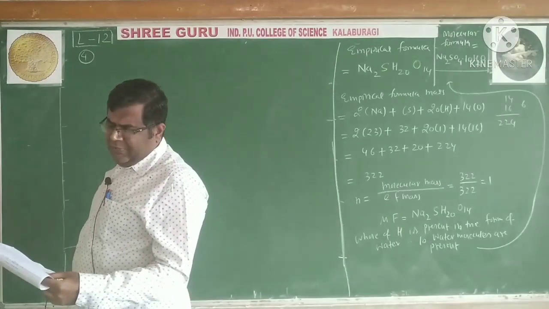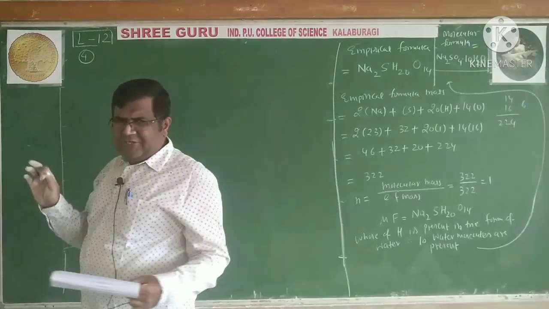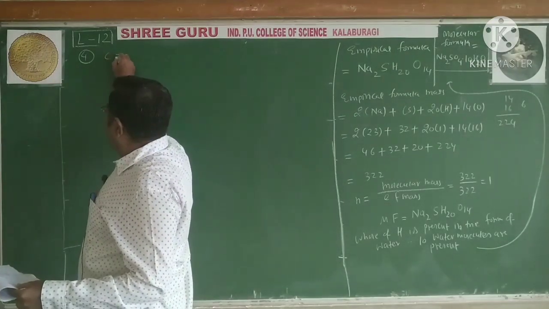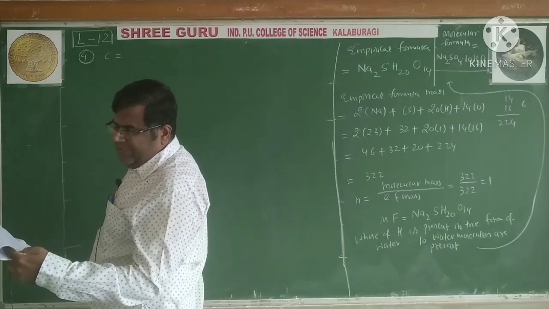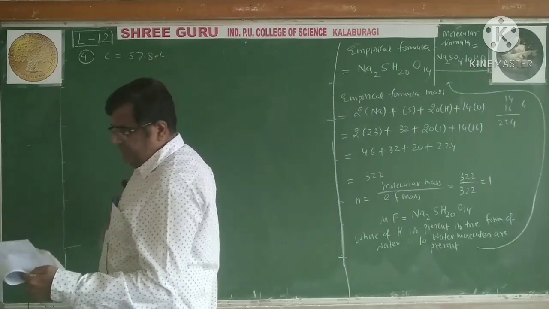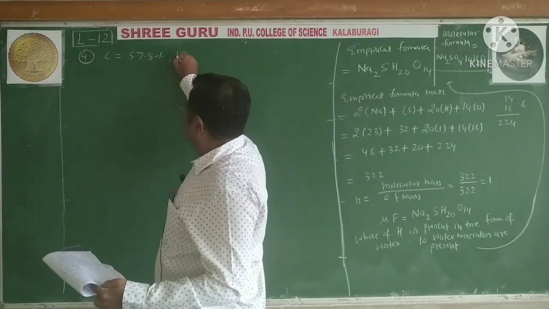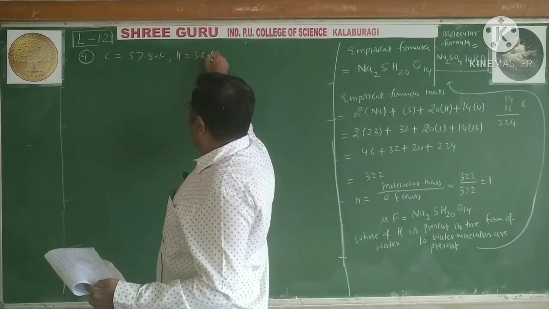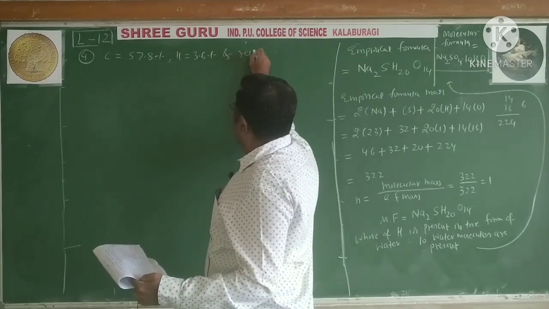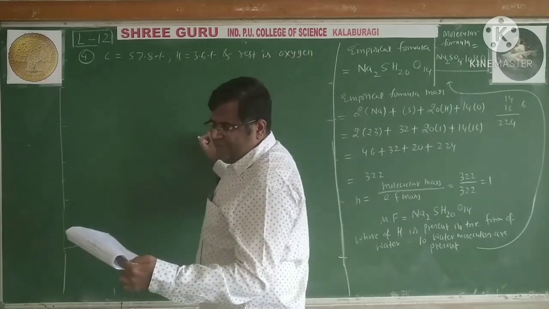An organic compound analysis gives the following composition of elements. I will make it short now because you do not need to write all this. Percentage only, right? Carbon is 57.8%. Hydrogen is 3.6%. And the remaining rest is oxygen.